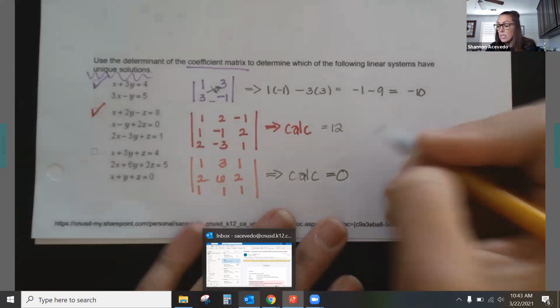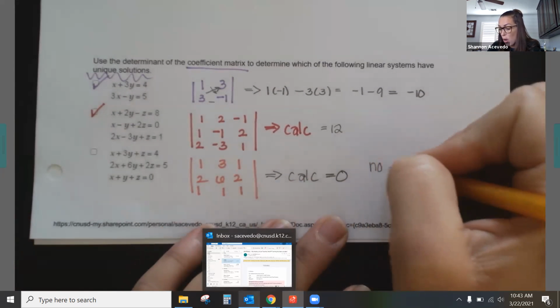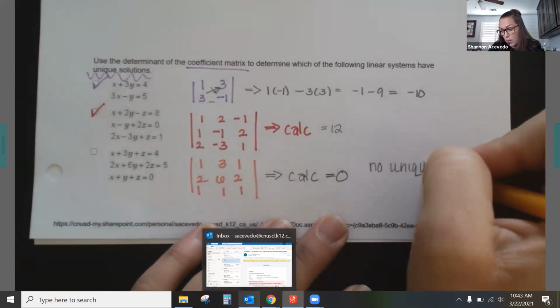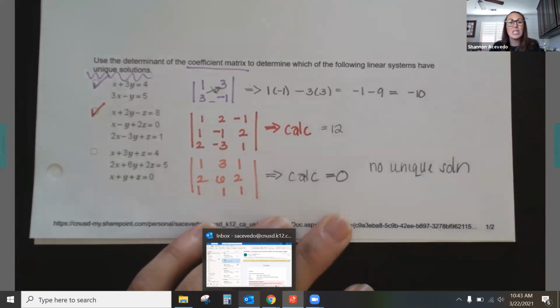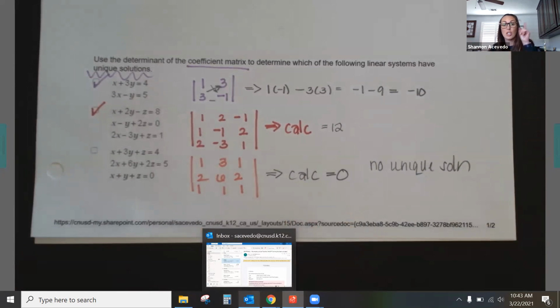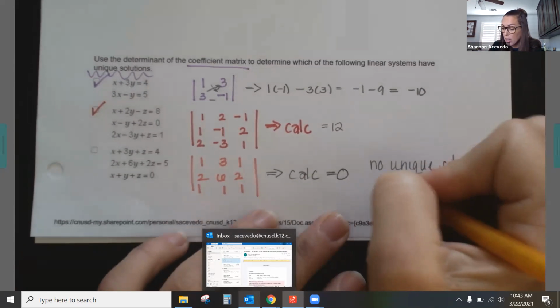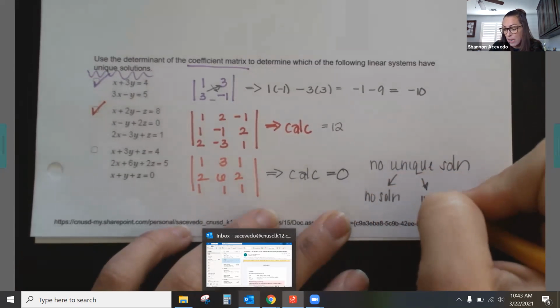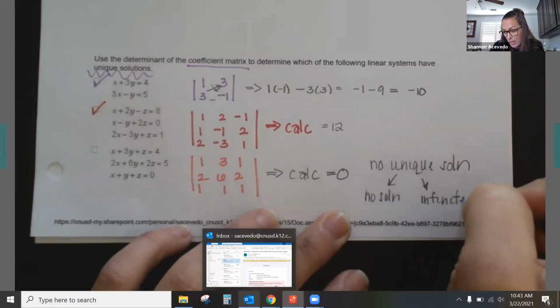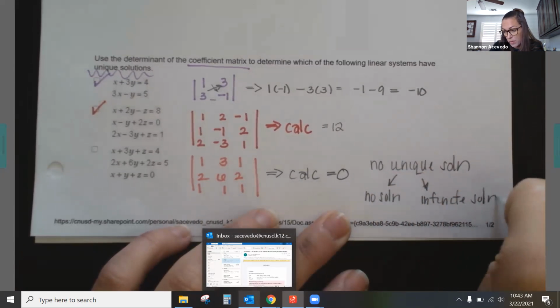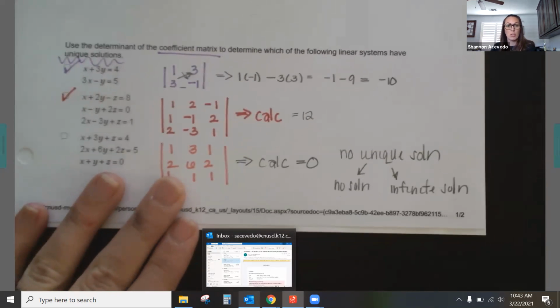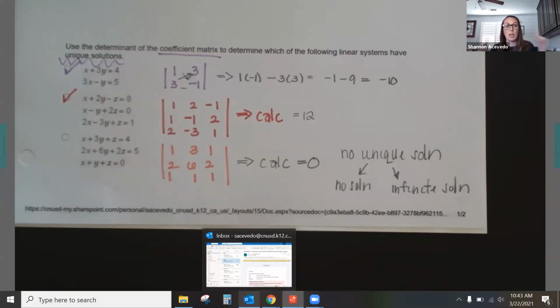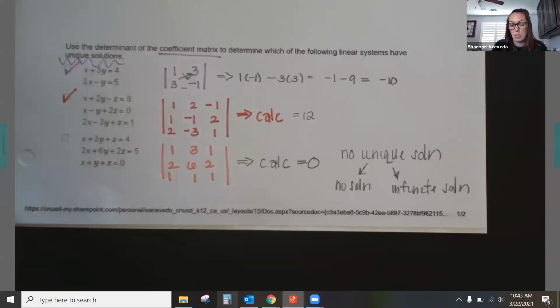Because this is a 0, that means that there is no unique solution. That means that there's not a specific X, Y, or Z value. It means that there's not just one value for each of them. That's because it's either a no solution or it's going to be an infinite solution. So it's not going to have one unique solution.